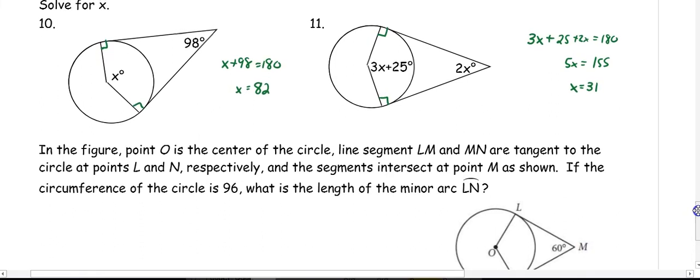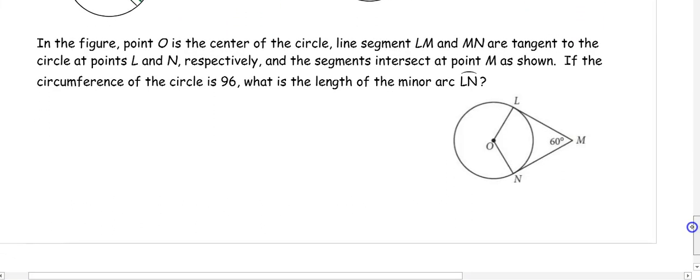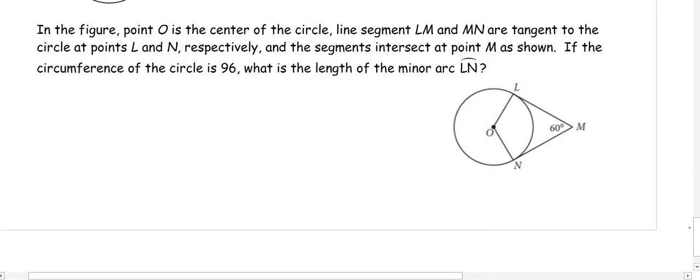Now this last problem is a question from an SAT. So in the figure, point O is at the center of the circle. Line segments LM and LN are tangent, so they're going to be congruent, and they're also going to create the right angles where they're intersecting. If the circumference of the circle is 96, what is the length of the minor arc of LN?